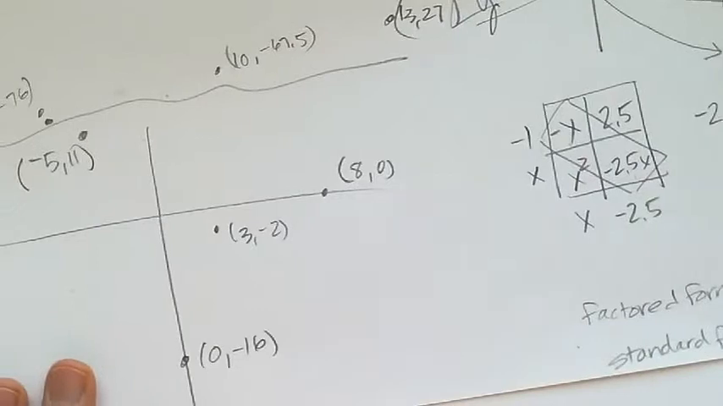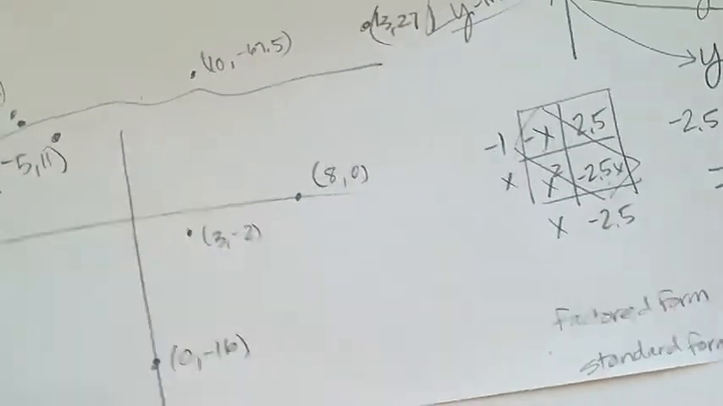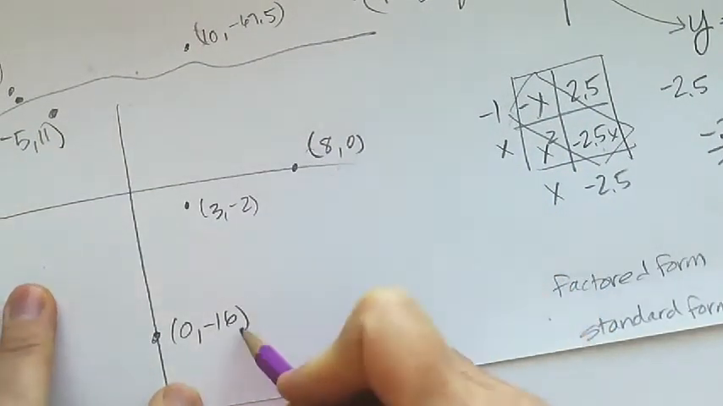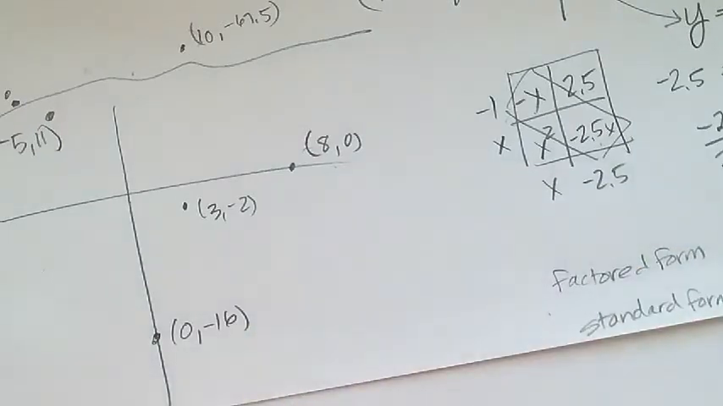So this is not a parabola, and I think all we need to do is identify the x and y intercepts. So 8, 0 is my x-intercept, and 0, -16 is my y-intercept. But I can't write an equation for this because just looking at it, you can tell there's no symmetry, and it's not a parabola. Okay, let's move on to 544.